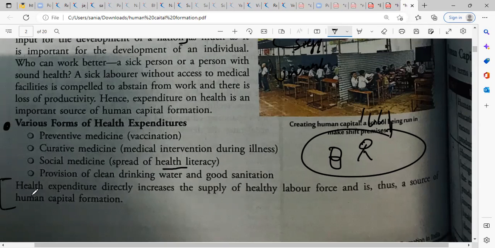And then this point, health expenditure directly increases the supply of labor force, and thus is a source of human capital formation. So basically, a healthy labor force will be there, right? Everyone is healthy and everyone will be earning. In total, you will be getting a good human capital formation. So that's why expenditure in the health sector is very, very important. And these are the four parts where you will be doing health expenditure, right?